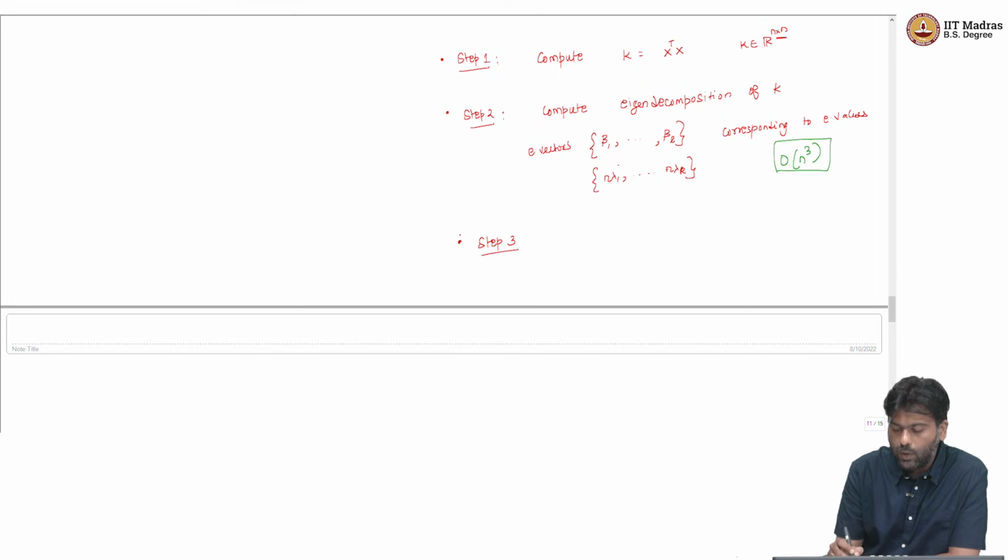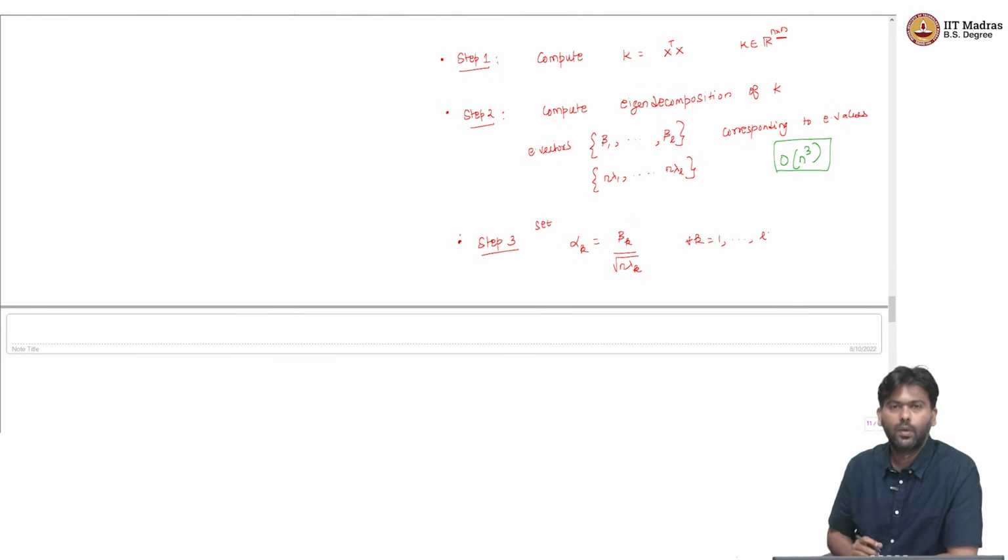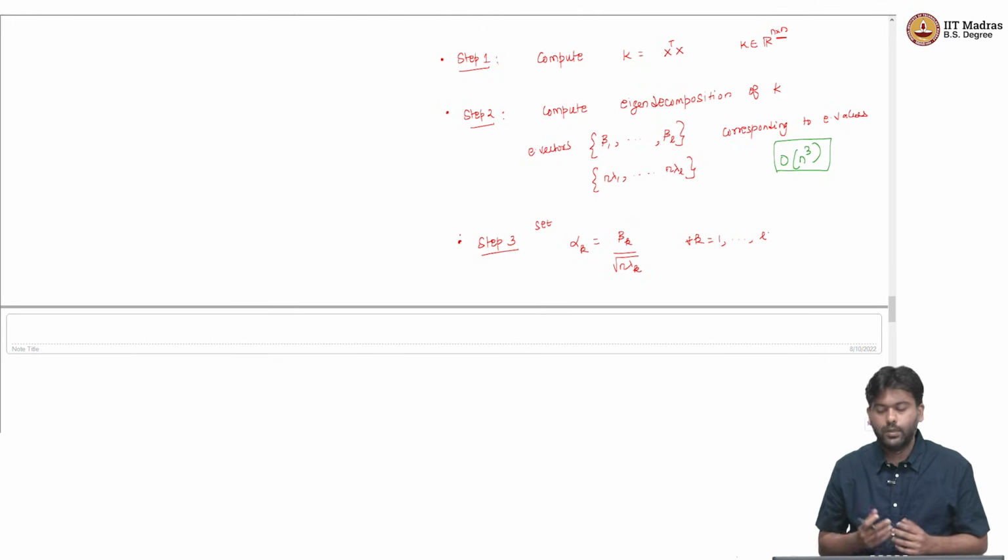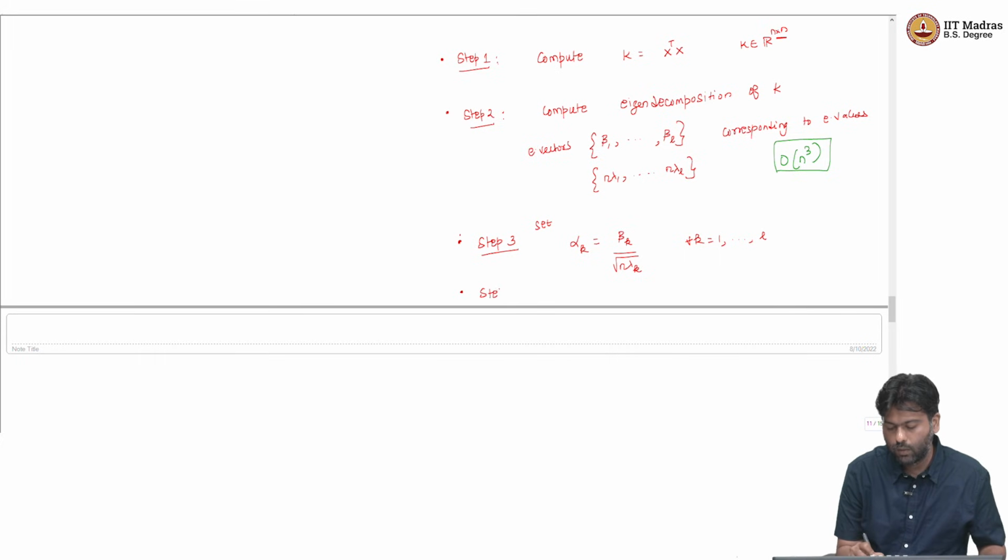So, step 3, we know that these beta k's are not exactly alpha k's, but then you have the eigenvalues also with you. This is still n lambda k. So, what you can do is set alpha k equals beta k divided by square root of n lambda k for all k equals 1 to L, right. That is it, right. So, once you have this, then you can get back your W's if you want, right. So, Wk equals X times alpha k for all k.